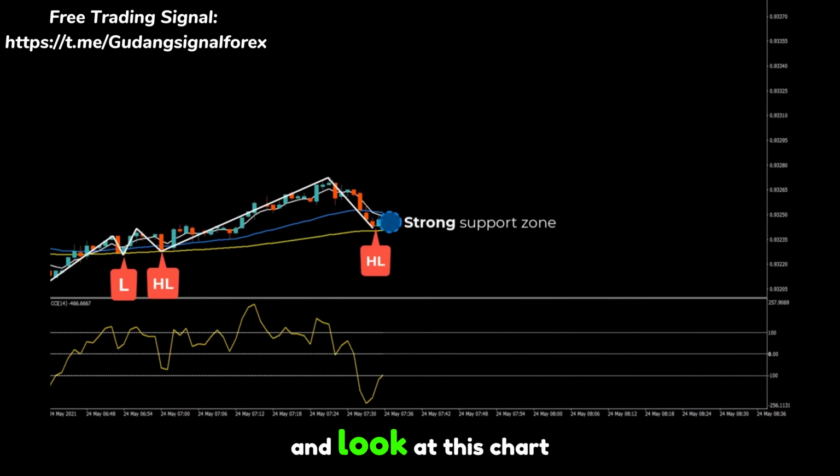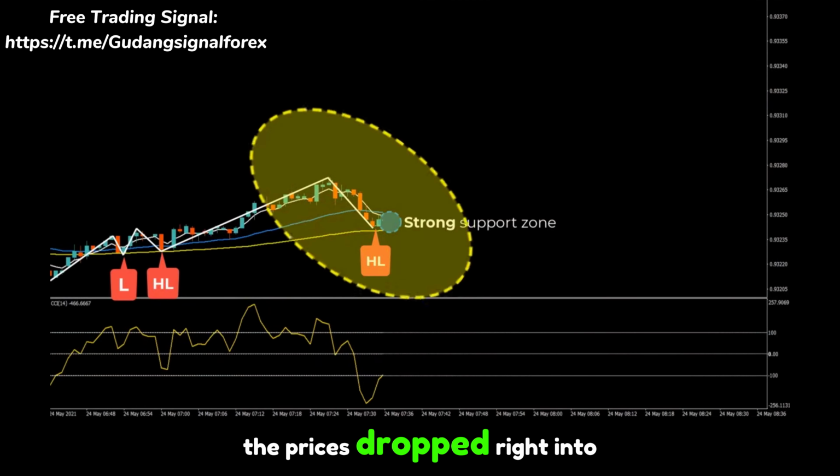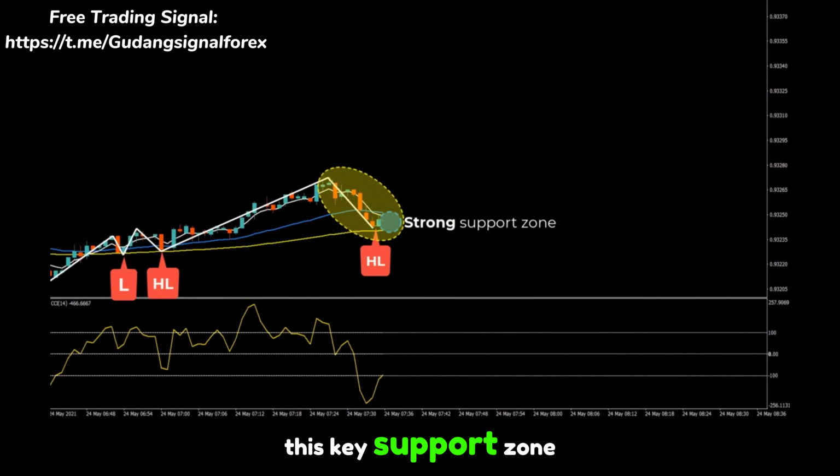And look at this chart. Exactly that is happening. The price has dropped right into this key support zone, signaling that this bullish trend is temporarily weakening. The market has been pushing higher, but now we're seeing a healthy retracement into this critical support level.